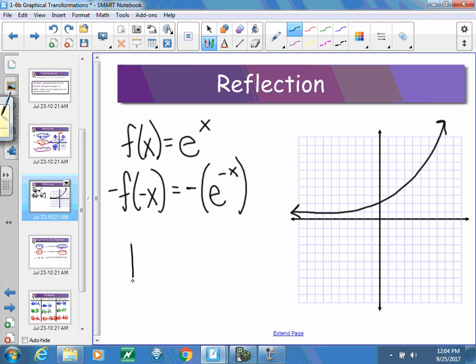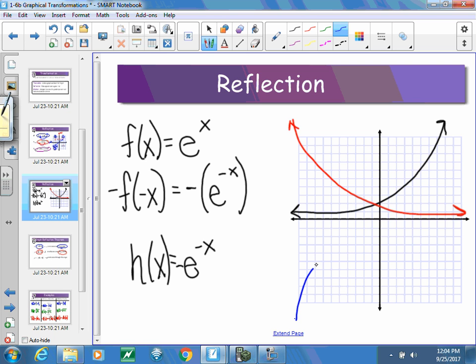And so this would end up giving me h of x is equal to negative e to the power of negative x. Reflecting both, if I took this graph right here and reflected over the y-axis, that would give me a graph that looks like this. Now I'd have to reflect that over the x-axis. And so the blue graph right here would be our final one. That would be negative e to the power of negative x.